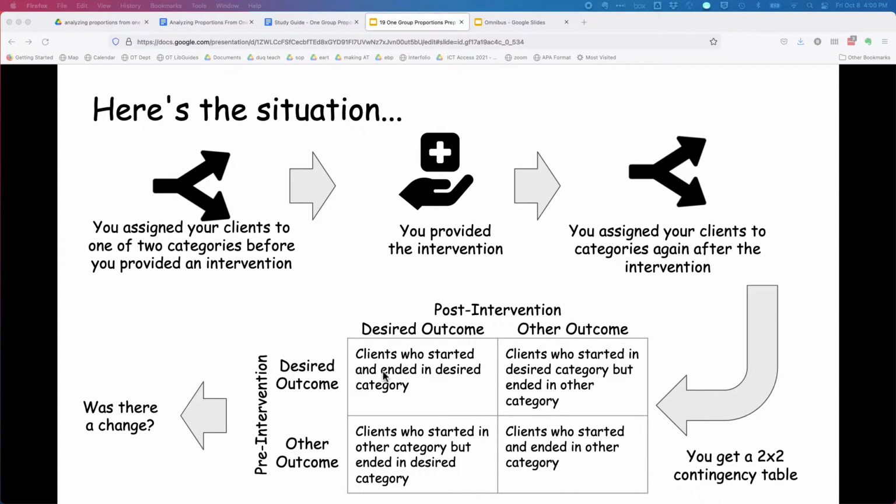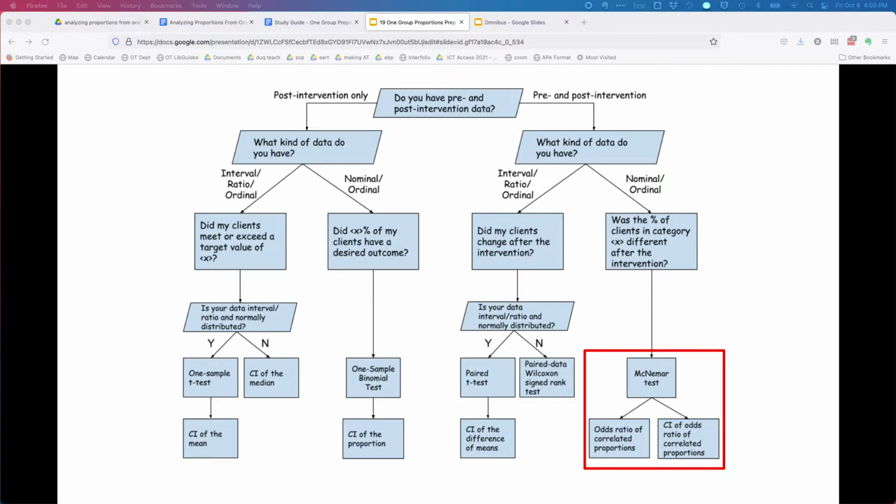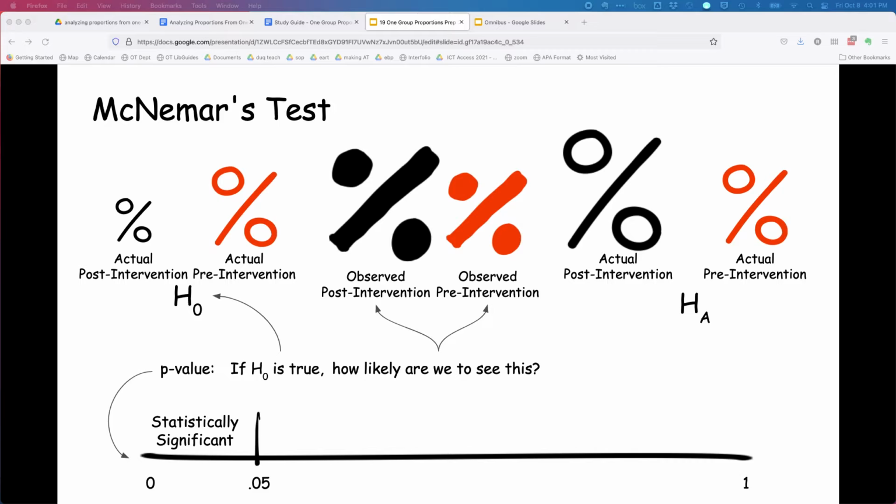And what we're interested in is, does the intervention make it more likely that your clients are going to end up post-intervention in the desired outcome? This puts us in this part of the flowchart. We have pre and post intervention data, and we're dividing clients into categories, which makes it nominal. The hypothesis testing approach uses McNemar's test.